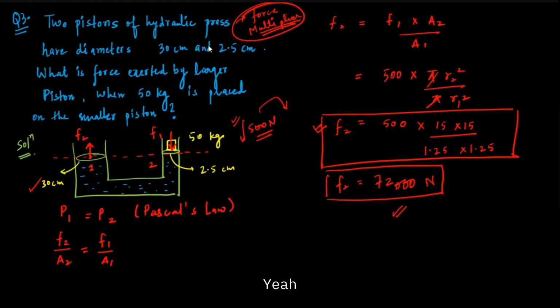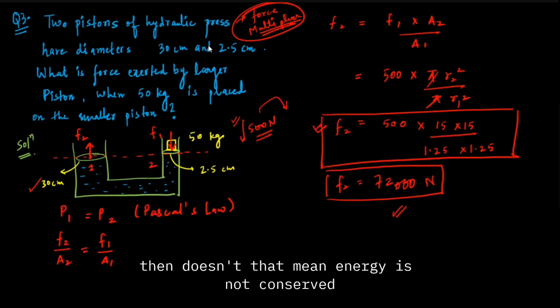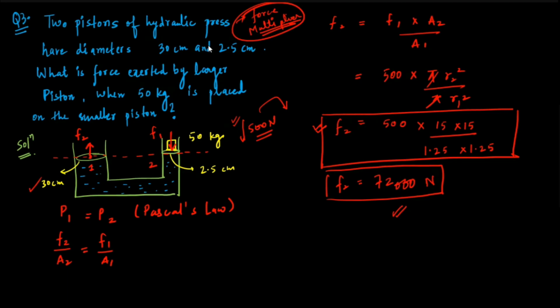If we exert 500 newtons of force and we get 72,000 newtons out, then doesn't that mean energy is not conserved? No, obviously not. We multiply the force by the distance, and we know that work is force times distance, the distance we push it down by. No, it's not like that. Then how does this hold?